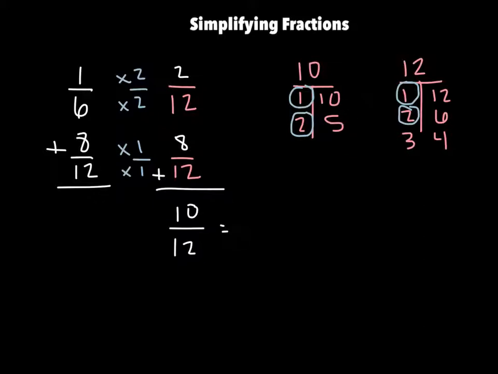So what I'm going to do is scale down using that 2. I'm going to take 10/12 and divide by 2/2, which is really just 1, because we want to get the same answer. 10 divided by 2 is going to be 5, and 12 divided by 2 is going to be 6. So my simplified answer would be 5/6. That is the answer in its simplest form.